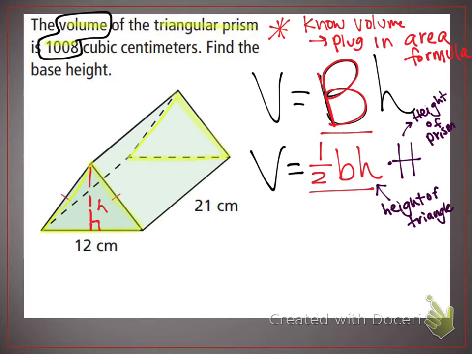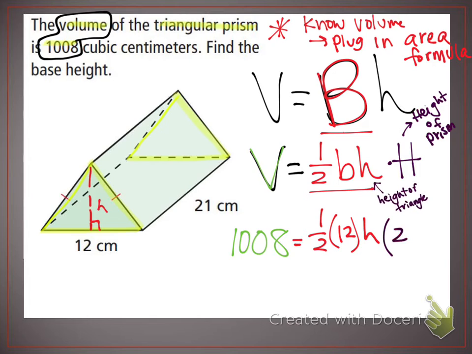So we're going to plug in everything we do know. What is the volume of this prism? 1008 equals 1/2. What is the measure of the base of the triangle? 12. Do we know the height of the triangle? No. Okay, and then times the height of the prism, which is 21. The height of the prism is what separates the two triangles from each other.